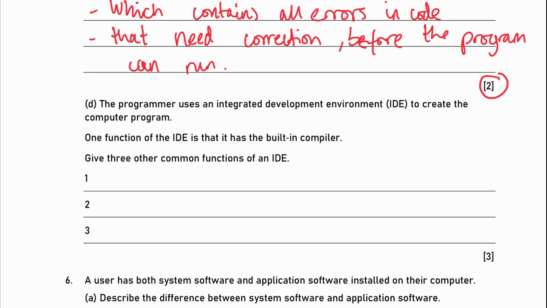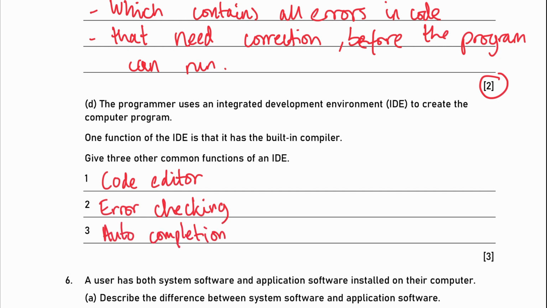And question 5D. The programmer uses an integrated development environment to create the program. One function of the IDE is that it has a built-in compiler. Give 3 other common functions of an IDE. So hopefully by now you've used an IDE to write some code. And first and foremost, you know an IDE has somewhere to write your code, which is called a code editor. They also have some kind of tool that will be able to check for errors and tell you whereabouts an error might be. And more advanced IDEs have functions such as auto-completion, where they will offer suggestions on how to complete a line of code before you've even started to write it.